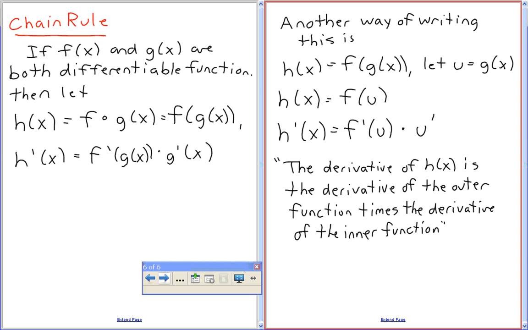The outer function in this case is f of x, so it's the outside one. I'll go through lots of examples, and that's all I have, no more notes. I have lots and lots of examples here, including one word problem. But this is a fundamental thing for calculus. This is one of the biggies, what we're doing today.